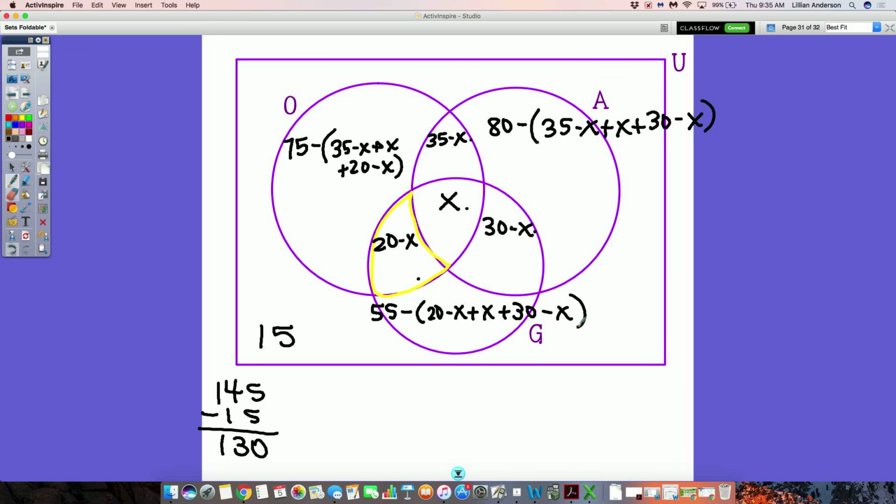Questions on where these numbers came from? Now, of course, we can do some combining of like terms and things like that, okay? So if I distribute over this negative, it turns into a negative 35 plus x minus 20 plus x. So that's really saying 75 minus 35 minus 20. What's 75 minus 35 minus 20? Confirmation? So this can really be written as 20.